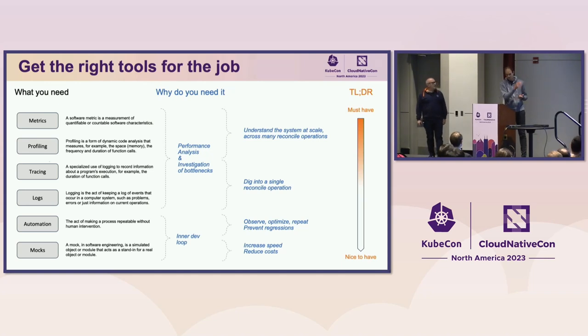So why do we need those tools? The first four, metrics, profiling, tracing, and logs, we mostly need them to analyze performance and to investigate bottlenecks. The first two, metrics and profiling, are more for getting a rough overview of a lot of reconciles, just to get data like average reconcile duration, et cetera, while we use tracing and logs more to dig into specific slow reconciles and try to figure out where we're losing the time.